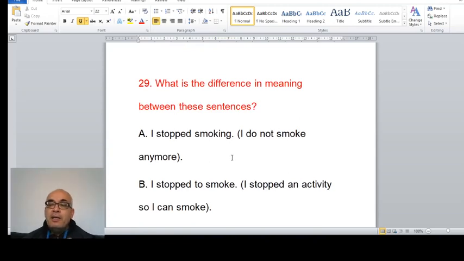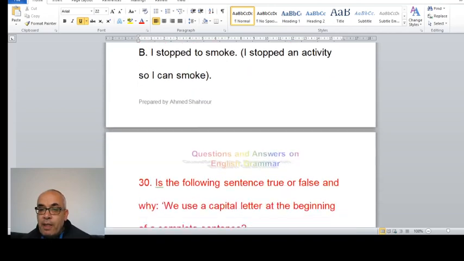This sentence again, what's the difference in meaning between these two sentences? I stopped smoking and I stopped to smoke. I stopped smoking means I don't smoke anymore, I gave it up. I had a habit of smoking, now I don't do it anymore, I gave it up, I stopped it. But if you say I stopped to smoke, this means I was doing something. I stopped this and I started to smoke. So there is a big difference.